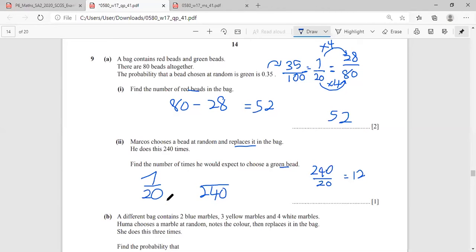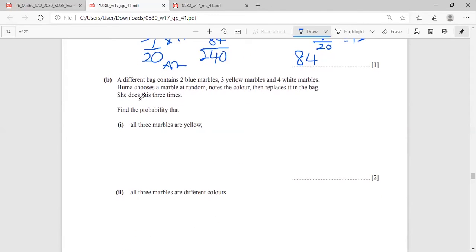So 20 times 12 equals 240. 7 also times 12, you will get 84. That means in 240 times, you have 84 times which are green bits. Answer is 84.